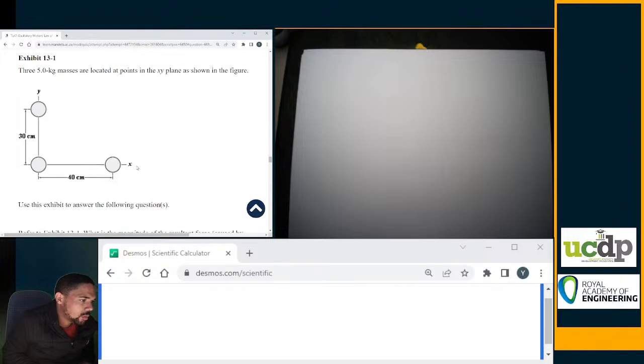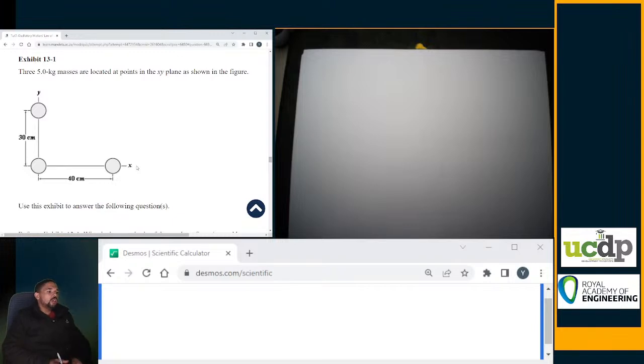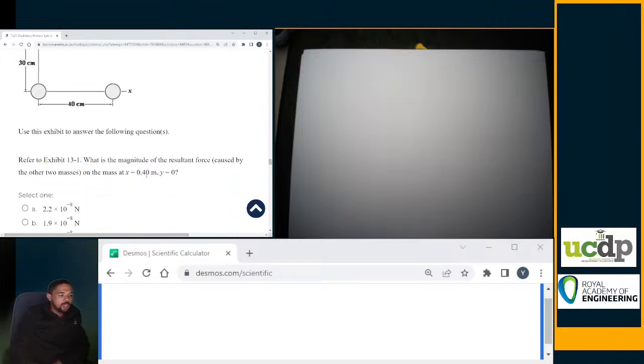Number 12. 3 5 kilogram masses are located at points in the xy plane as shown in the figure. Okay. So we have 3 5 kilogram masses as shown in that figure, and they are located at those points. Use this exhibit to answer the following questions.